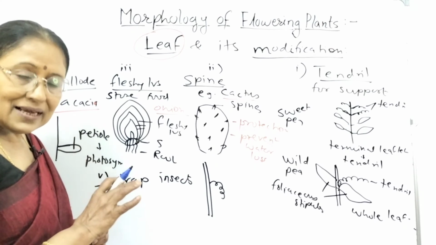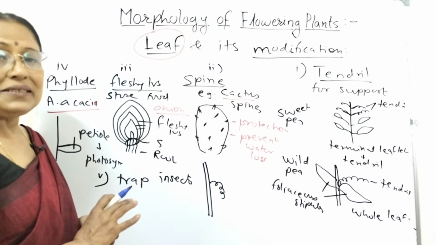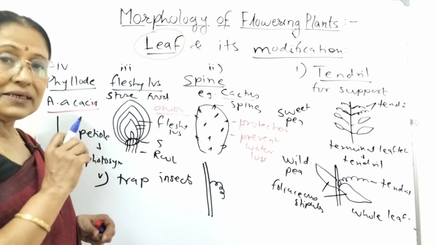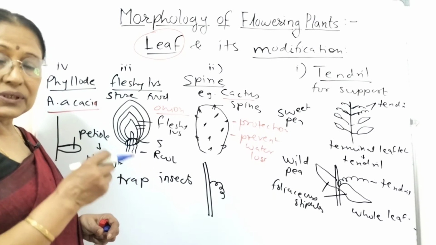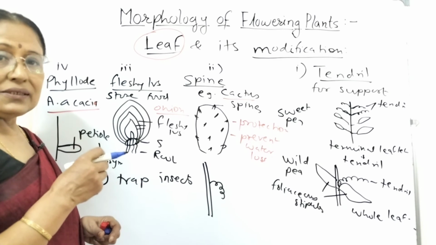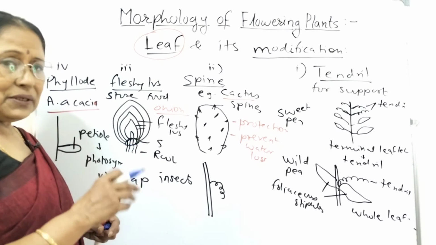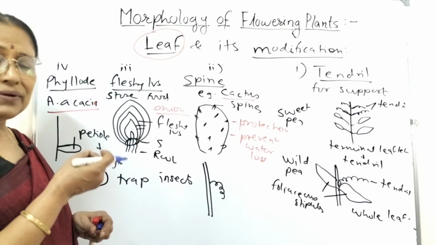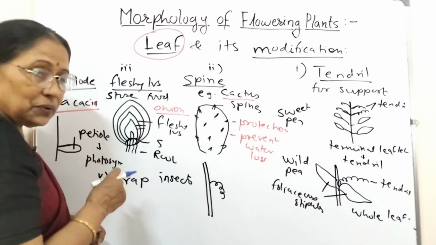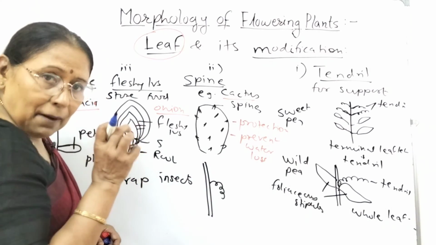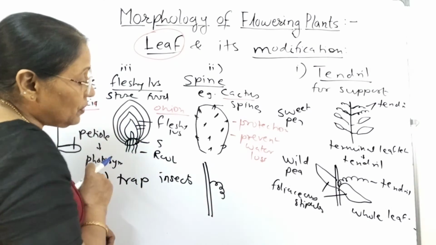Why do they trap insects? Is Nepenthes not doing photosynthesis? Yes, it does the normal photosynthesis, but the soil where they grow is deficient in nitrogen. They don't get nitrogen from the soil. Nitrogen is very much necessary. It is a component of protein, of nucleic acid and various other components. So to get the nitrogen, what do they do? Now they are trapping the insects and taking nitrogen from their body.